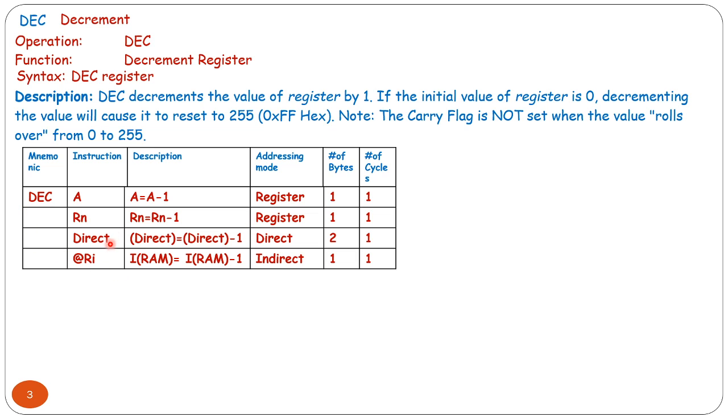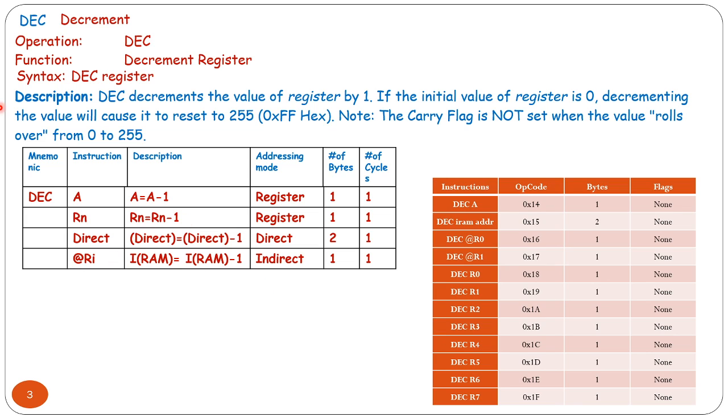Decrement direct. The content of random access memory directly pointed by this byte will get decremented by 1. It is a 2 byte instruction; the number of bytes required to store this instruction is 2. Decrement @Ri. The content of internal random access memory indirectly pointed by general purpose register R0 or R1, that is Ri, will be decremented by 1. So these are the instructions.